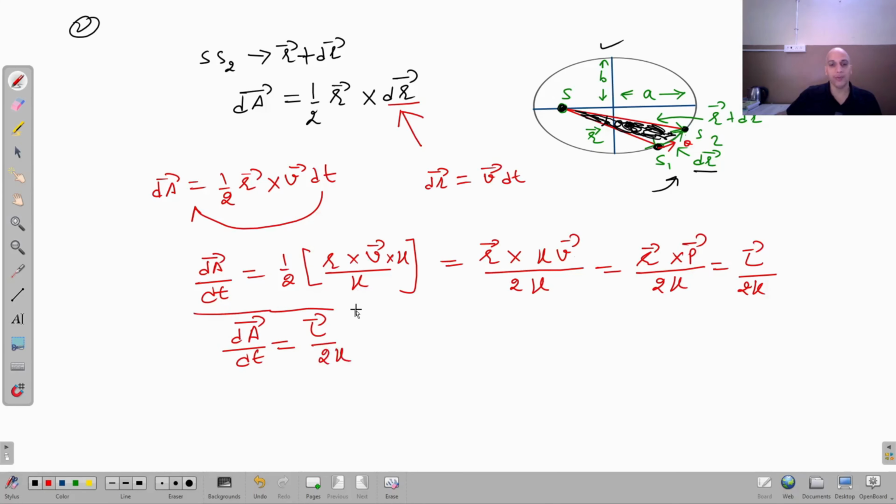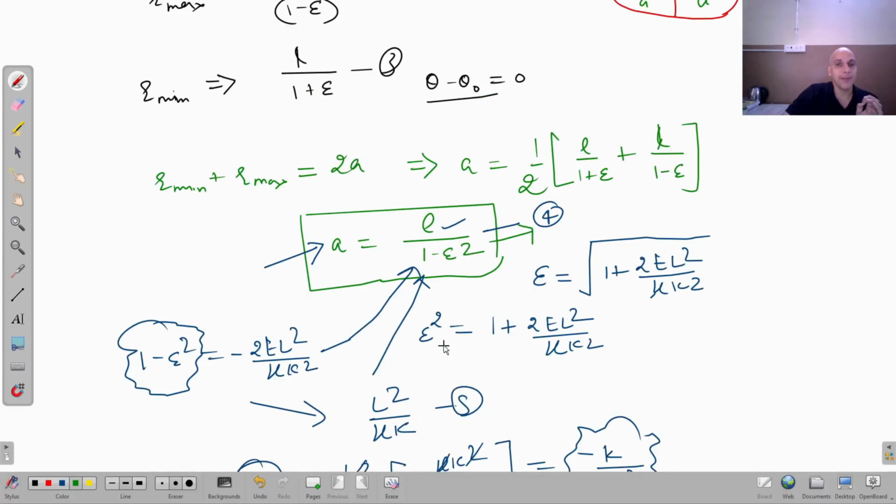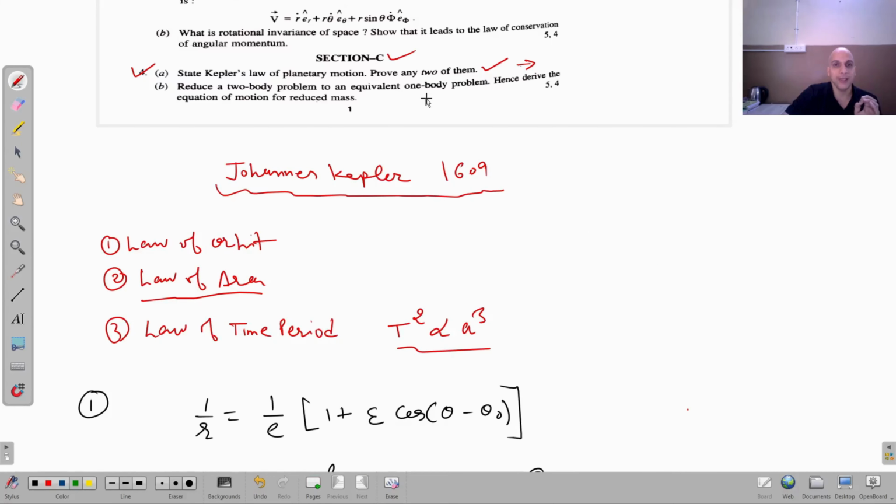We know very well that when a body moves under the influence of a central force field, its angular momentum L is always constant, and mu is already constant, it is the reduced mass. So when L is constant, dA upon dt is always constant. What is dA upon dt? Area traversed per unit time, that is aerial velocity. So this proves that the aerial velocity of the planet around the sun is always constant. This is the proof of Kepler's second law that was asked in the exam, right?